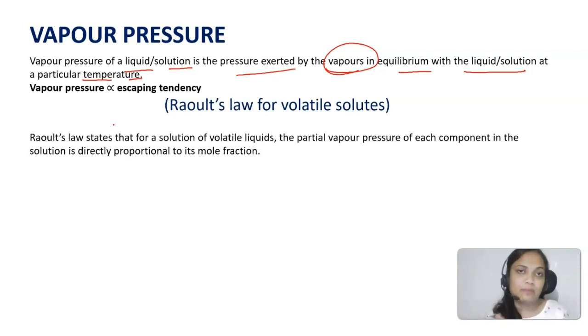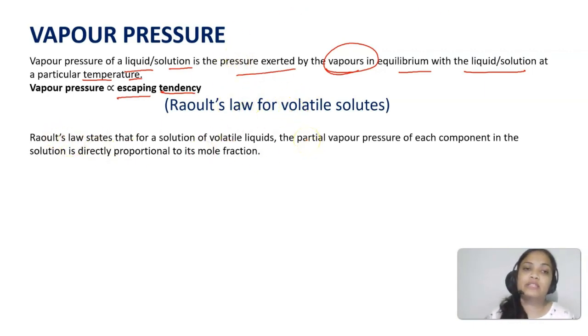We call that vapor pressure. Vapor pressure is directly proportional to escaping tendency, meaning if the particles can escape readily, the vapor pressure will be more. And then we have Raoult's law, which tells us about the vapor pressure.